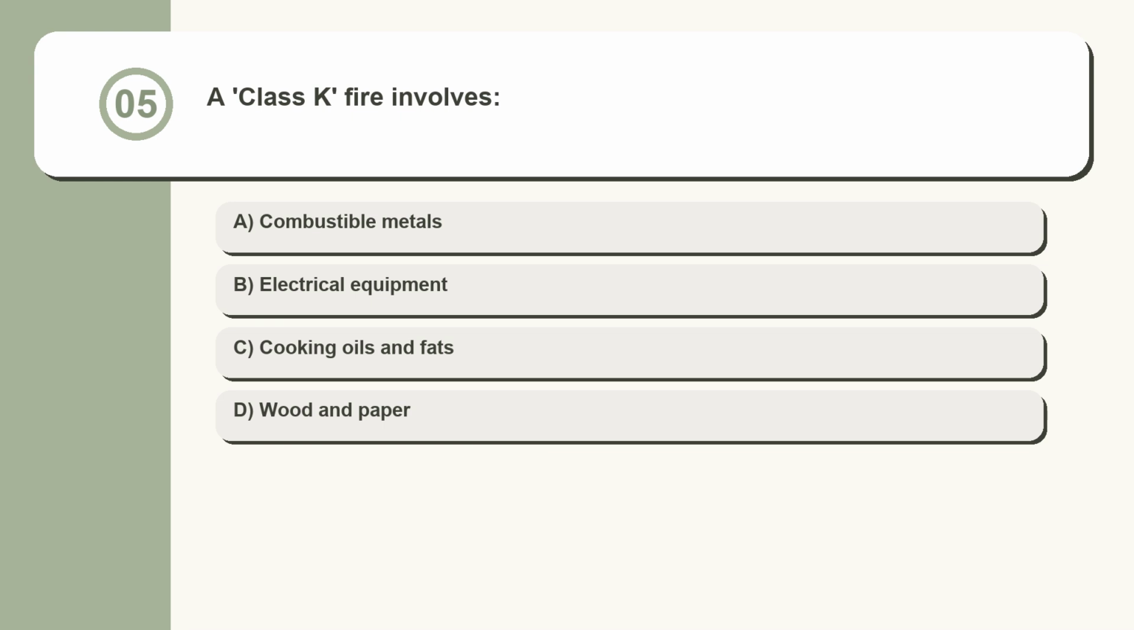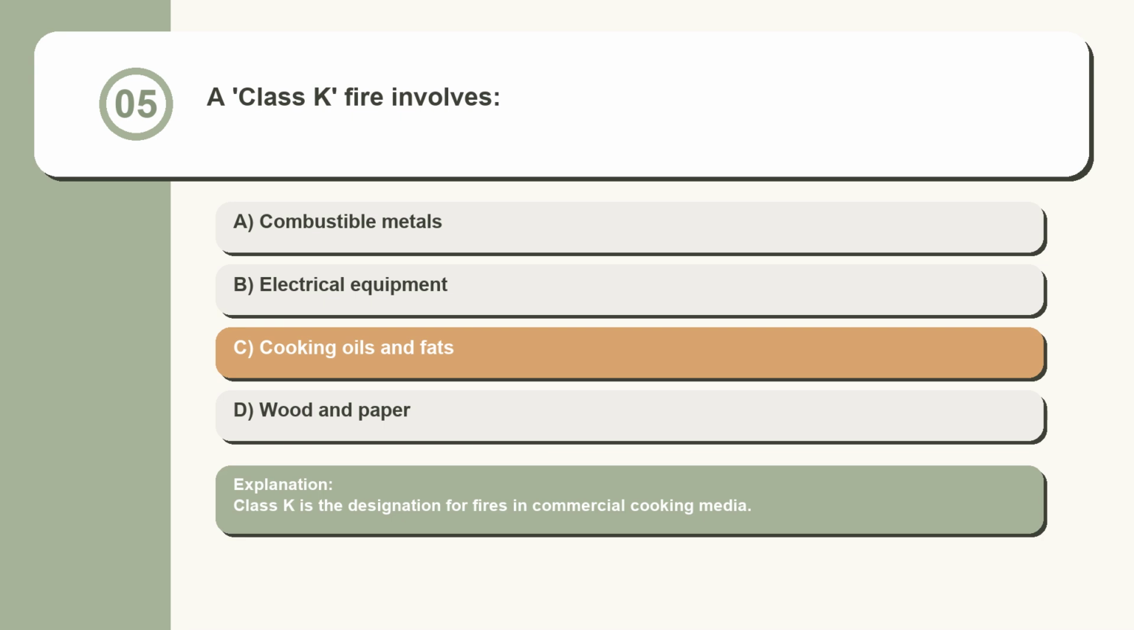Question 5. A Class K fire involves combustible metals, electrical equipment, cooking oils and fats, wood and paper. Class K is the designation for fires in commercial cooking media.